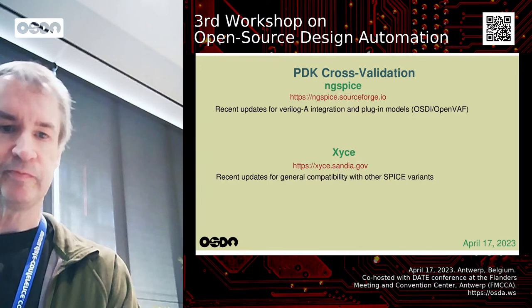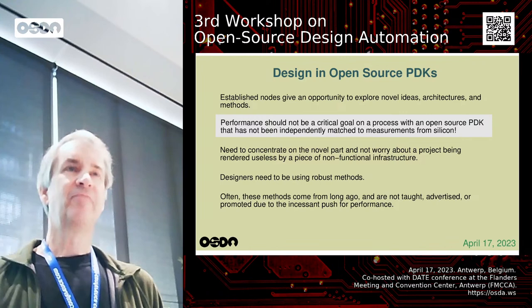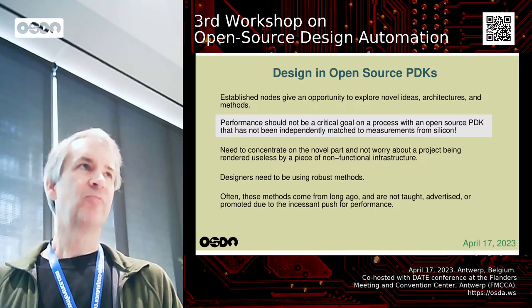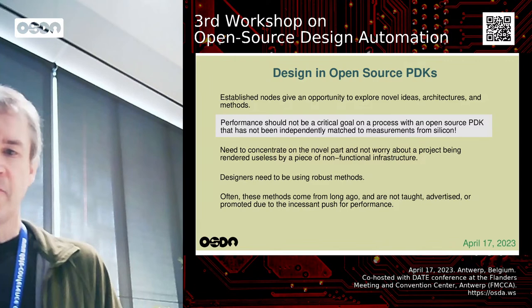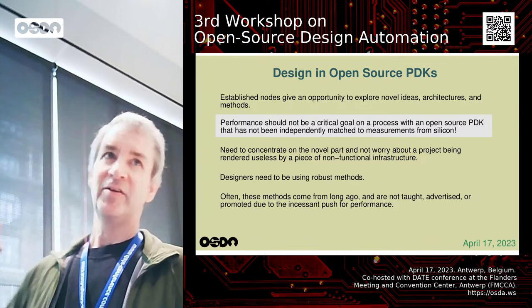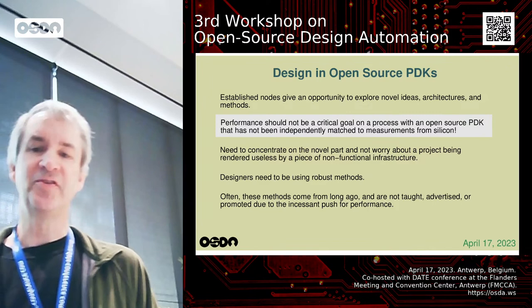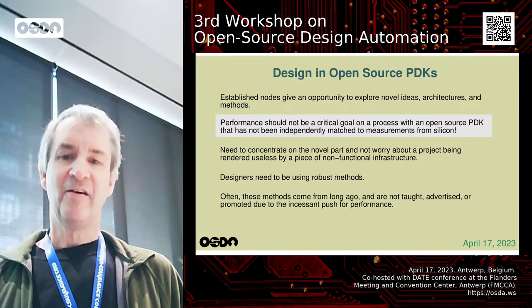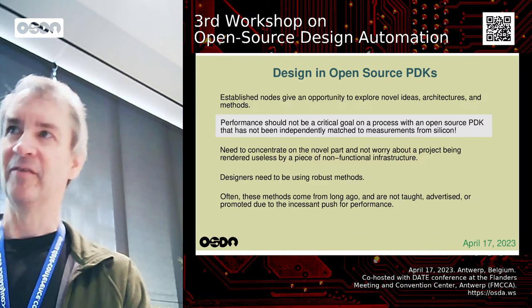So now the other approach is, rather than try to make your data more reliable, try to design for making something robust rather than designing for performance. So the principle here is that if you are designing to an open PDK and the open PDK has only recently been introduced, then you should not be trying to design something for performance. You should be designing for something interesting, for novel architecture, and you should be trying to make the thing work. So design for robustness and be paranoid about your design.